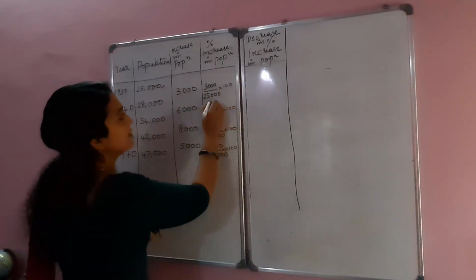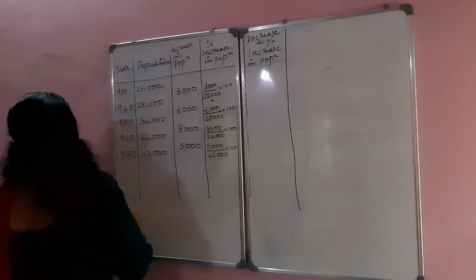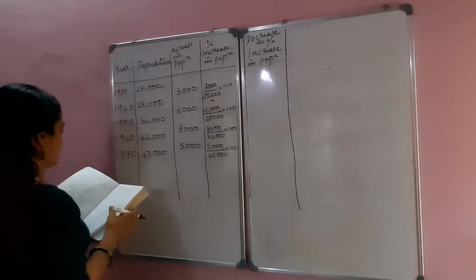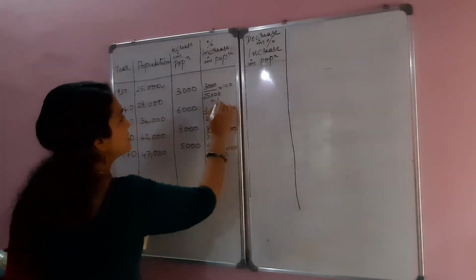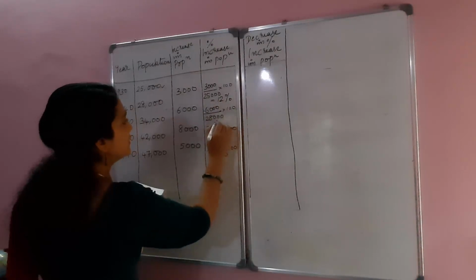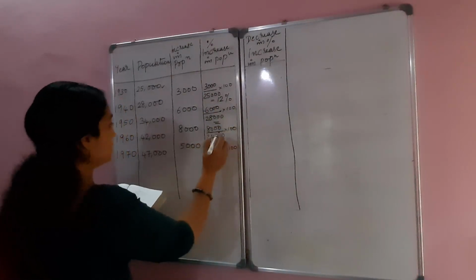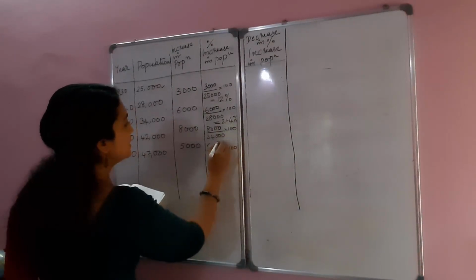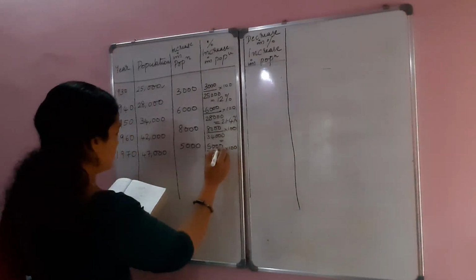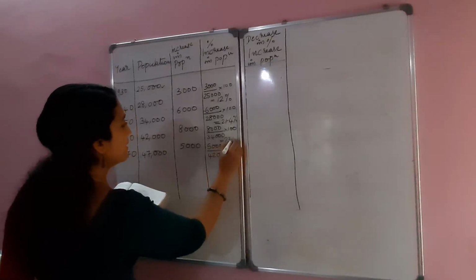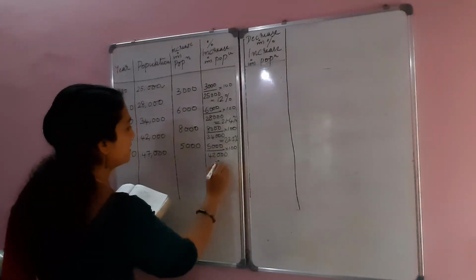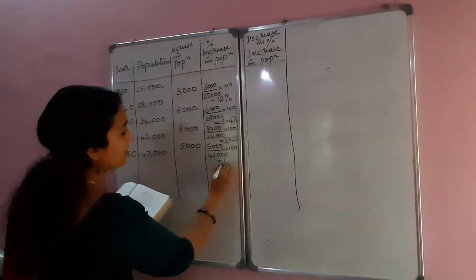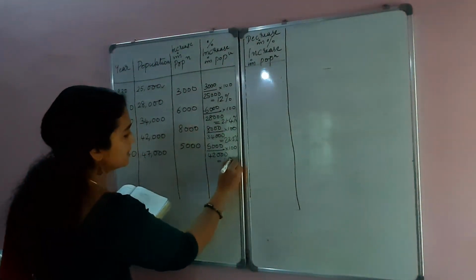Then we will write the percentage values. That is 12%. Here it is 21.4%. Here it is 23.5%, and the last one is 11.9%.